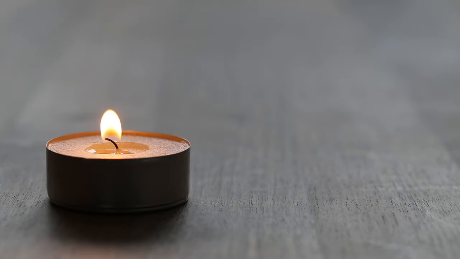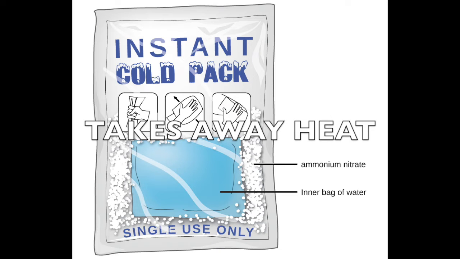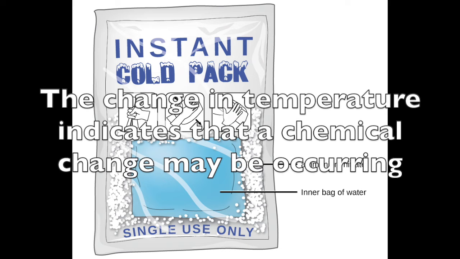Temperature change is another indication that a chemical reaction could have occurred. For example, a candle or a fire will produce heat. An ice pack will take away heat and will start to feel cold. This change in temperature indicates that a chemical change may be occurring.